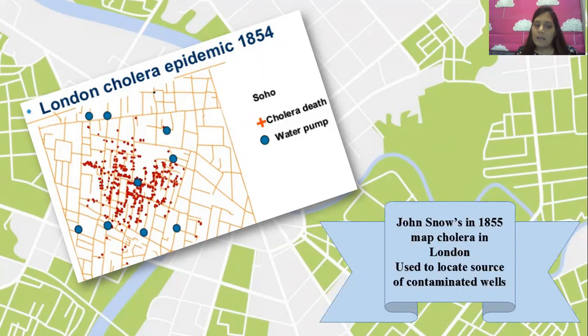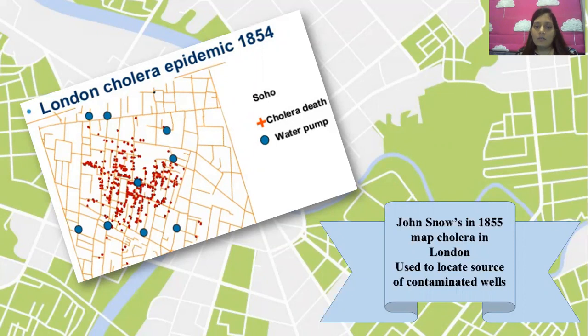Looking at the image, I have shown the London cholera epidemic. It shows that in 1855, John Snow was the first person to map this epidemic. Why did he do this, and what would have helped him? He mapped the cholera deaths and the water pumps. Cholera had severely affected London, and he used this to find out where the contaminated zone was, and which source of water was contaminated.